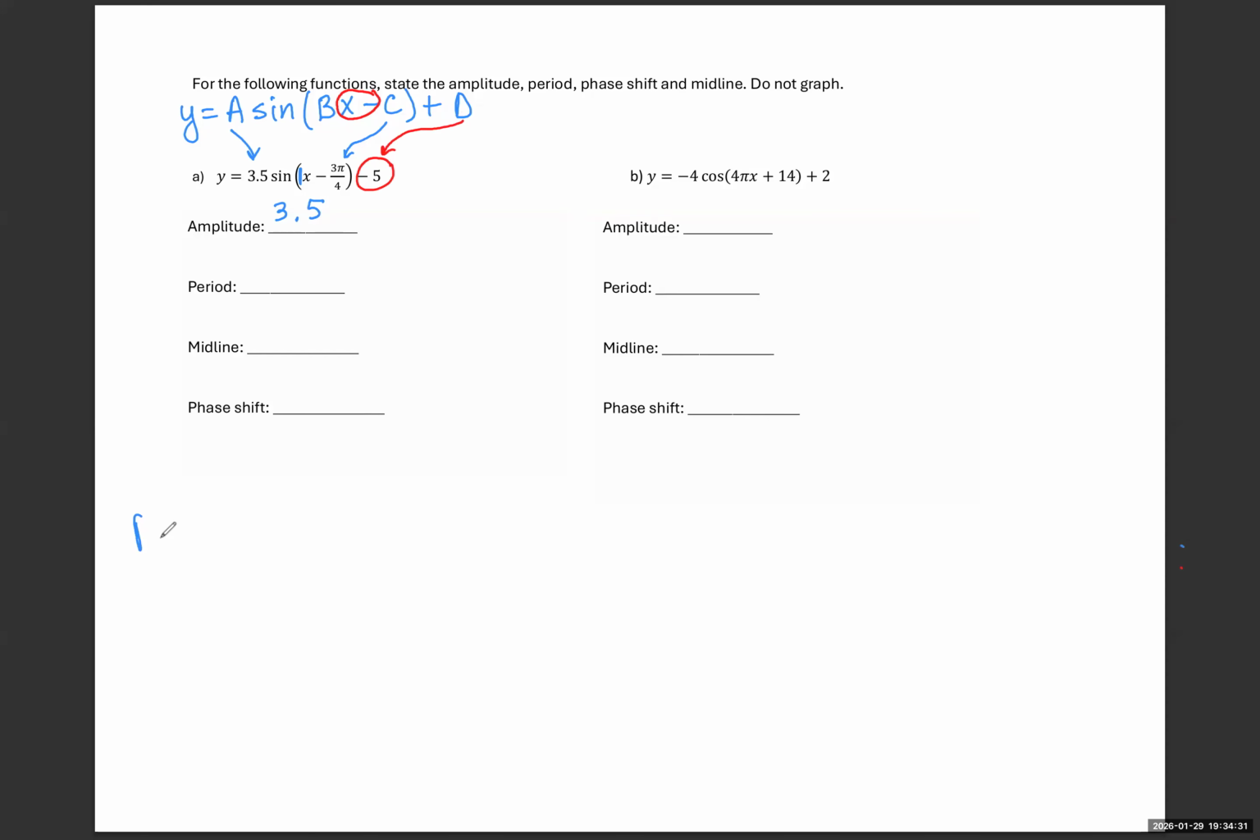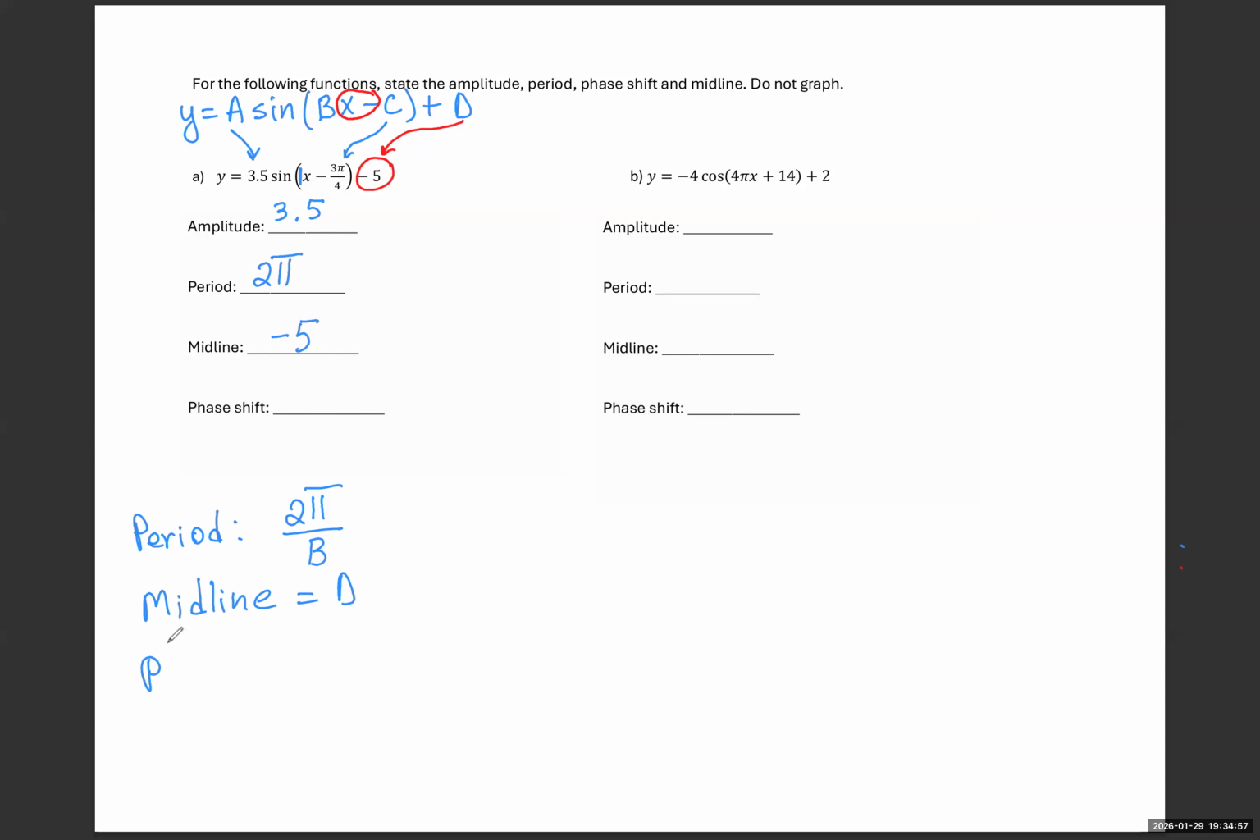The formula for the period of the trig function is the fundamental period of sine and cosine divided by b. Well, in this case, the b value is 1, so the period for this function is just 2 pi. The midline is just the d value. And for us, it's negative 5.